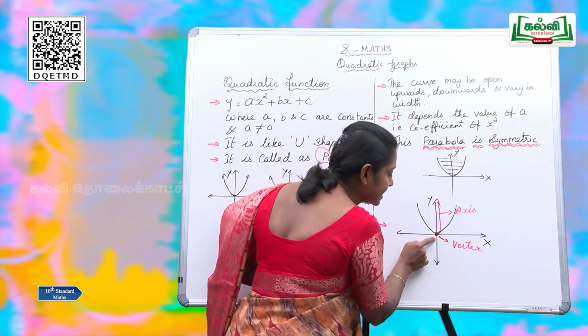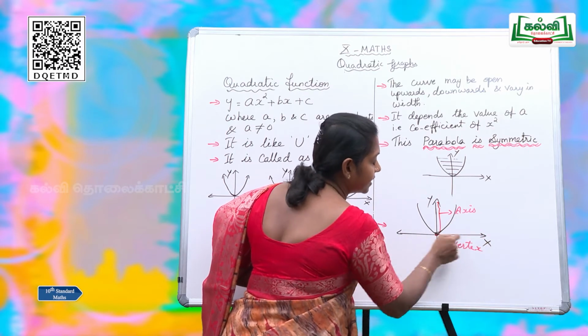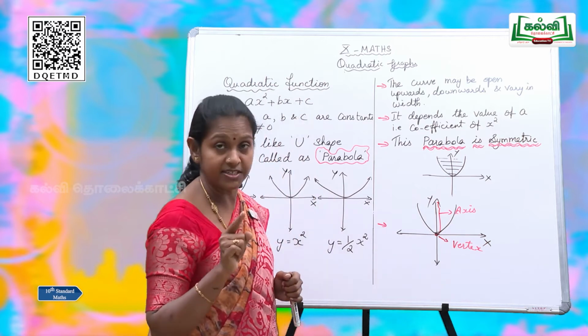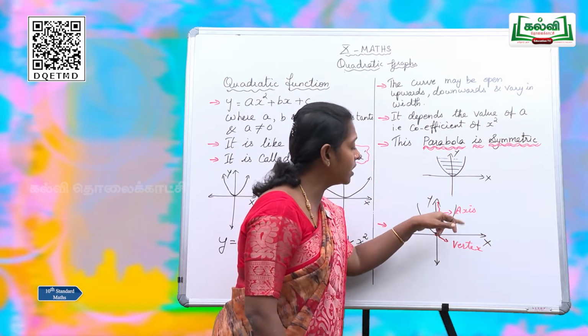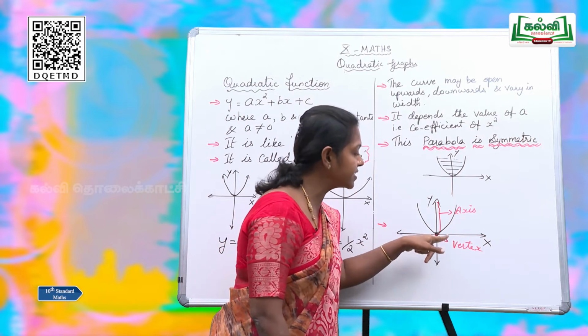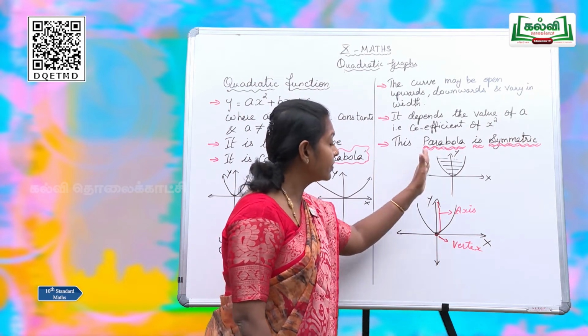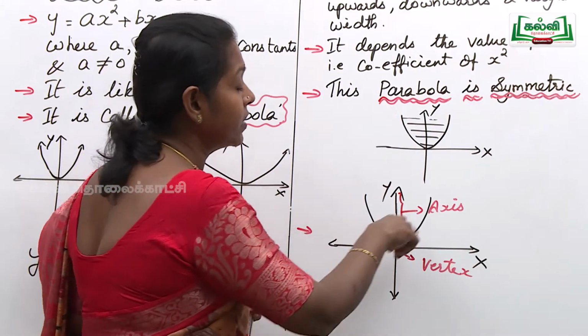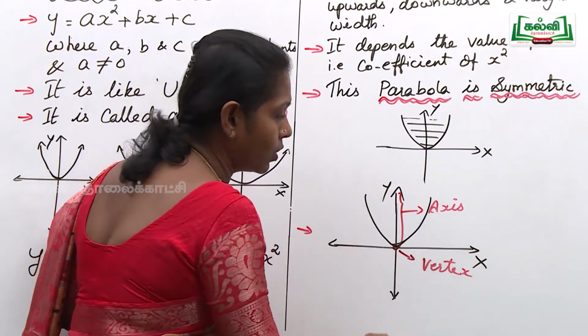that means intersecting this line, that is the x-axis. There is a point that is called what? Point of intersection, right? So when the curve and this axis meet, that point of intersection is called what? Vertex. The line which makes the curve into two equal halves is called what?